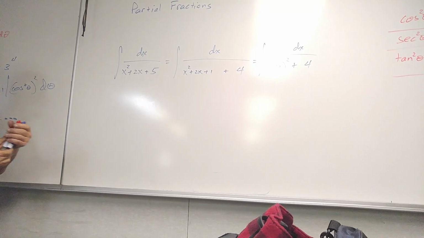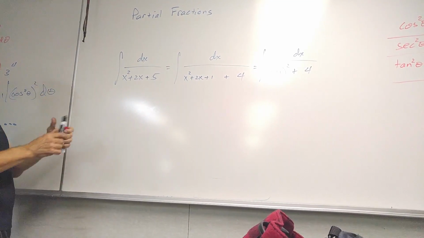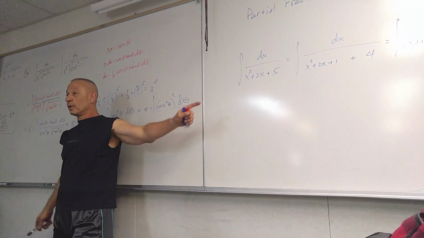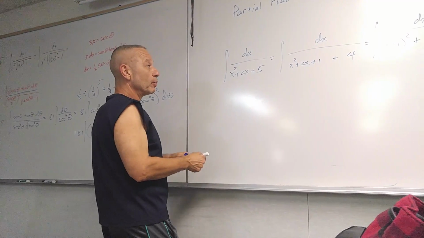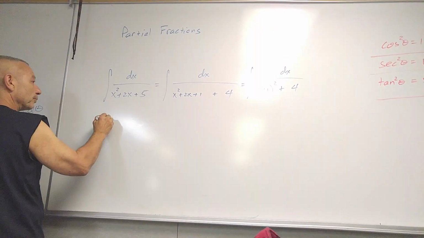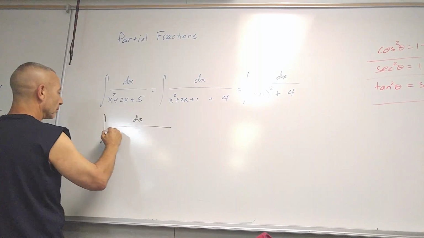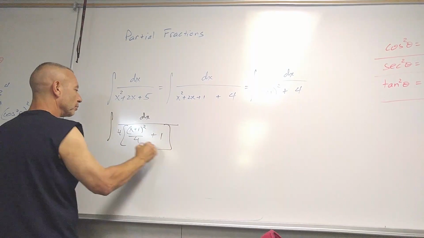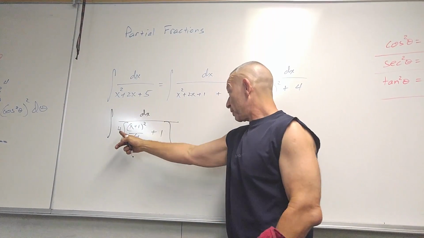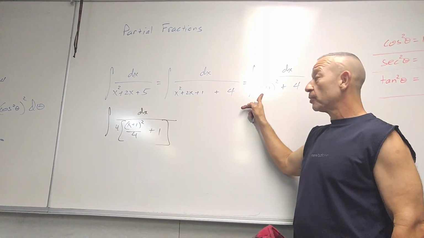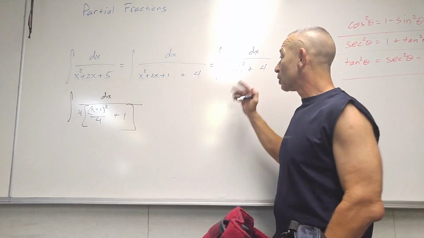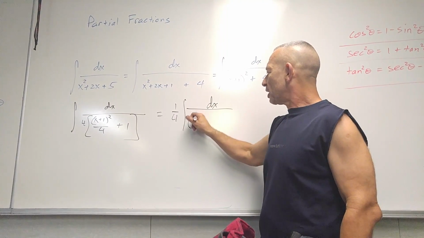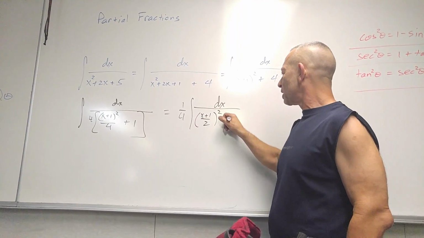Now I'm going to factor out a 4. This is not for the partial fractions. This is a problem you're going to see in 7.3. They're going to expect you to complete the square on some of these to turn it into this. By the way, now I'm going to factor out the 4. When I multiply the 4 back through, you see it cancels that. I have the x plus 1 squared. 4 times 1 is 4. So in other words, 1/4 integral dx over x plus 1 over 2 squared plus 1.